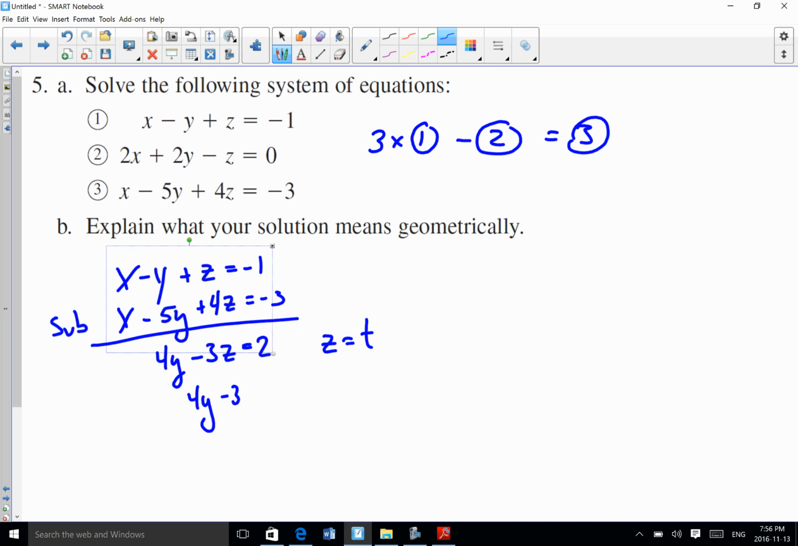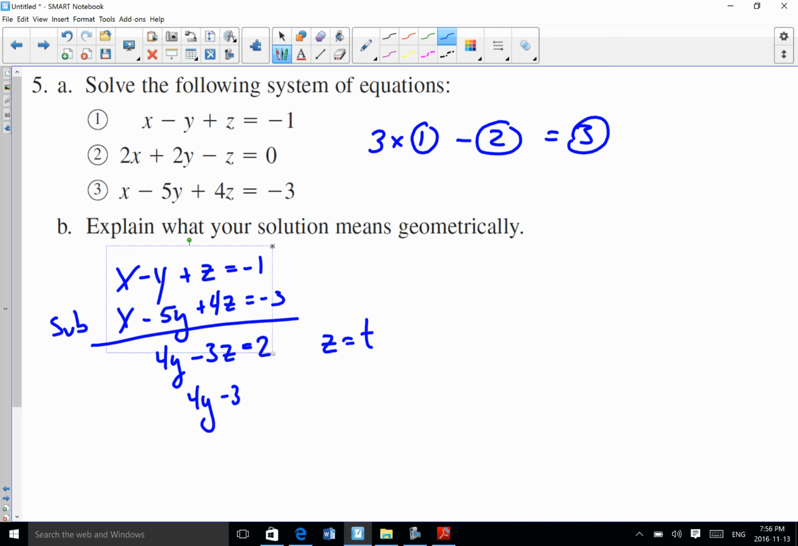Okay, to get x, I can go back to one of my initial equations. Let's pick the nice easy one at the top there. x minus y plus z is -1. So I need to subtract y. y is 1/2 plus 3/4 t. z was also t equals -1. And distribute that negative sign into everything.